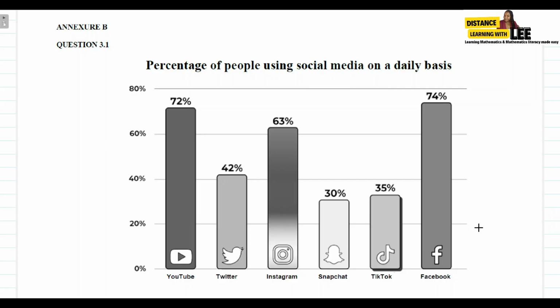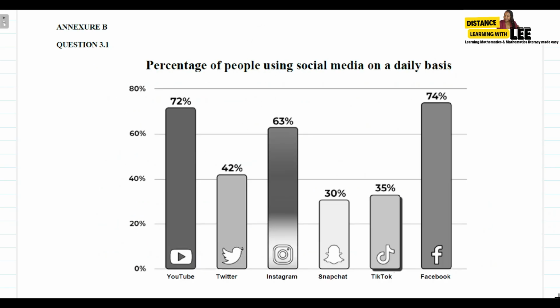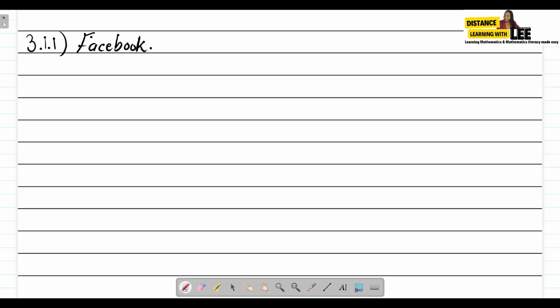We're basically going to use this bar graph that is given to us to answer the questions. Let's have a look at question 3.1.1. It says, which social media platform is used the most on a daily basis? From just analyzing this bar graph, we can see that the social media platform used the most on a daily basis is Facebook. So we're going to write that down.